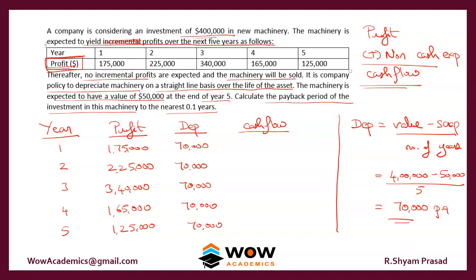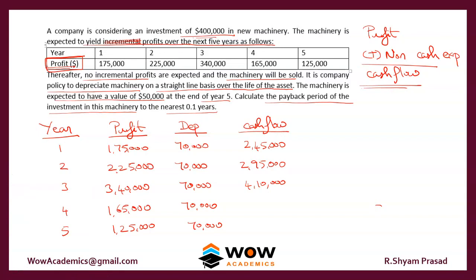So what is our cash flow? Our cash flow is 2,45,000 here, 2,95,000 and 4,10,000. I think we will stop that. We don't need to proceed further there. We'll work out the payback. So we have to find out the cumulative cash flow. So cumulative cash flow is 2,45,000. Add this, you will arrive at this number, 5,40,000.